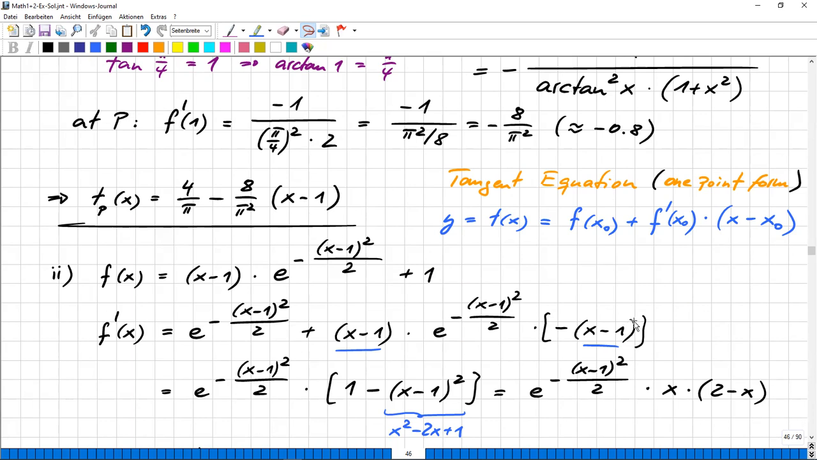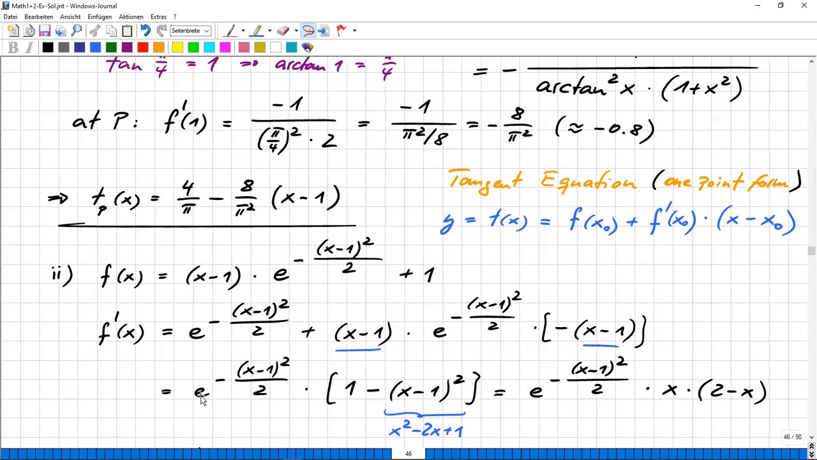Interestingly, exponential terms always remain unchanged, so I can put this outside of some more brackets. I take this exponential term outside, I get it once, so I put 1 inside the square brackets, and I get another minus this expression times. Okay, you know what I mean?